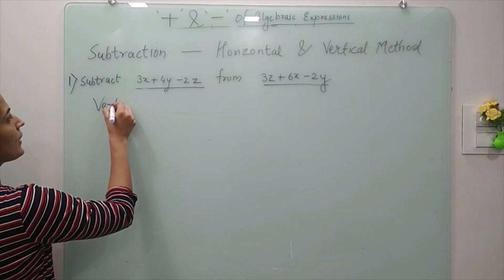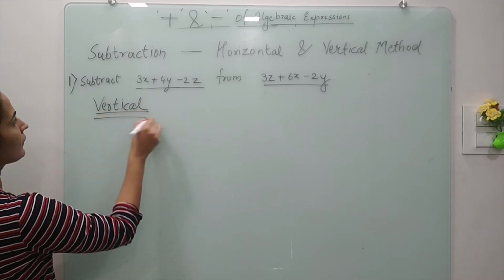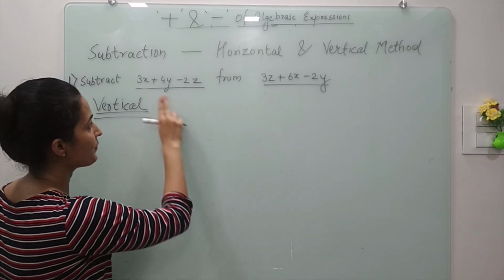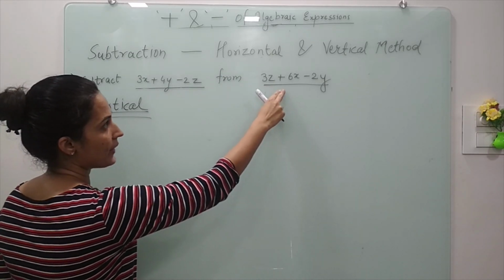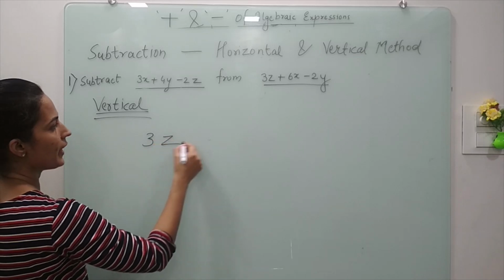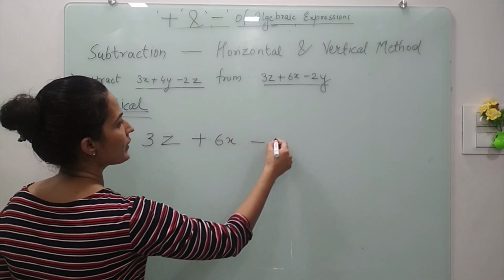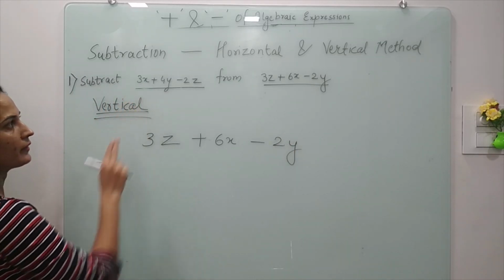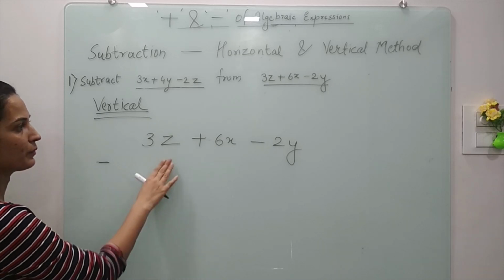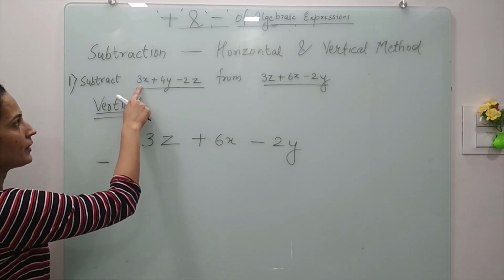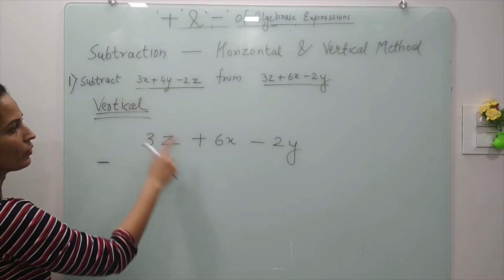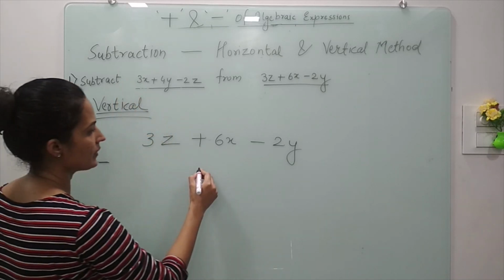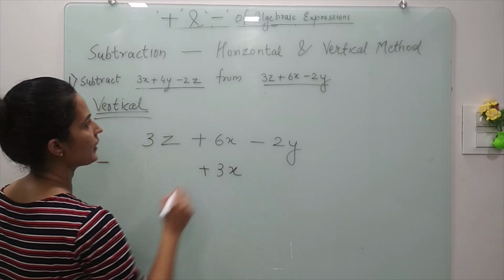Now we will see the same example with the vertical method. We have to subtract this from this. So again I will write this at the first place: 3z plus 6x minus 2y. Now when I am subtracting, again I will see what the like terms are and I will write the like terms below the like term. So this is 6x here, and I'll write this 3x below it. The sign of this 3x is plus, so I'll write plus 3x.